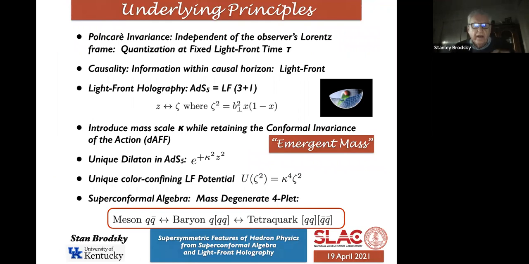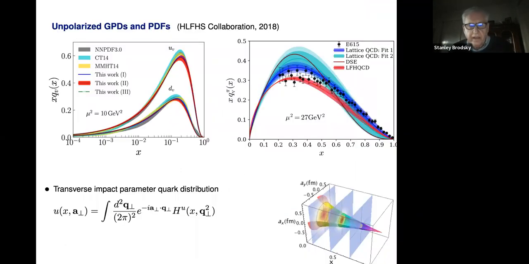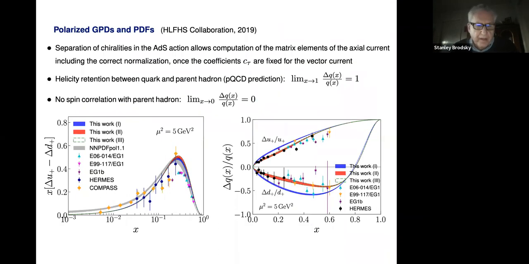So what are we doing? We have underlying principles, Poincaré invariance, causality. We have light-front holography, z and ζ are the same variables. We introduce the mass scale while retaining the conformal invariance of the action. We have a unique dilaton then, and this unique color confinement potential, and this mass-degenerate fourplet, the meson, baryon and tetraquark. And then you get, as I said before, even the polarized and unpolarized structure functions, beautiful predictions for them. And for example, this one.